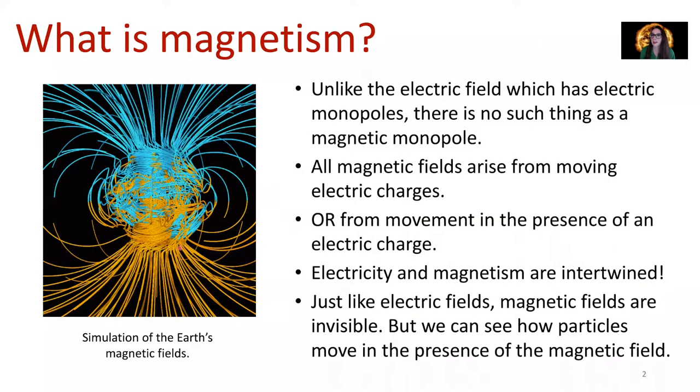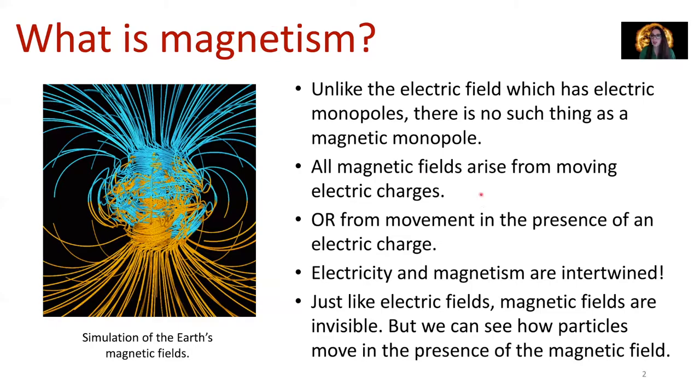What is magnetism? We've already talked about the electric field. The electric field has monopoles, electric monopoles. Monopole, mono means singular. Those monopoles are singular positive charges or singular negative charges. There is no such thing as a magnetic monopole. So you can have electric monopoles, which are individual charges, but you can't have singular quanta of magnetism, essentially, like you can with electric fields.